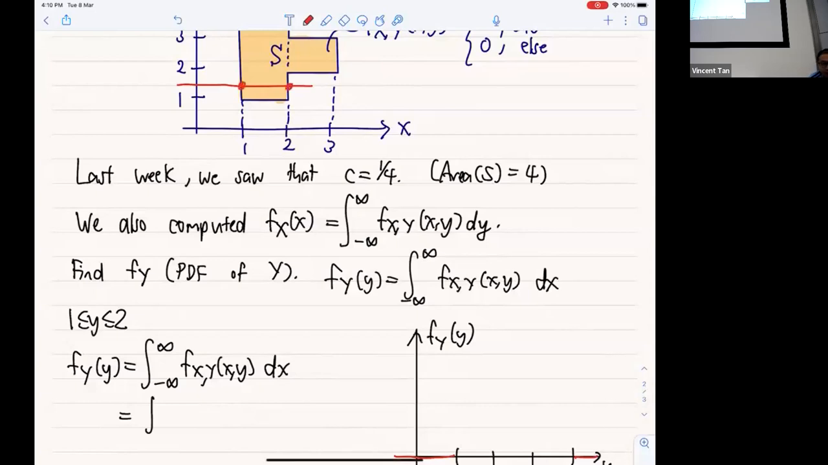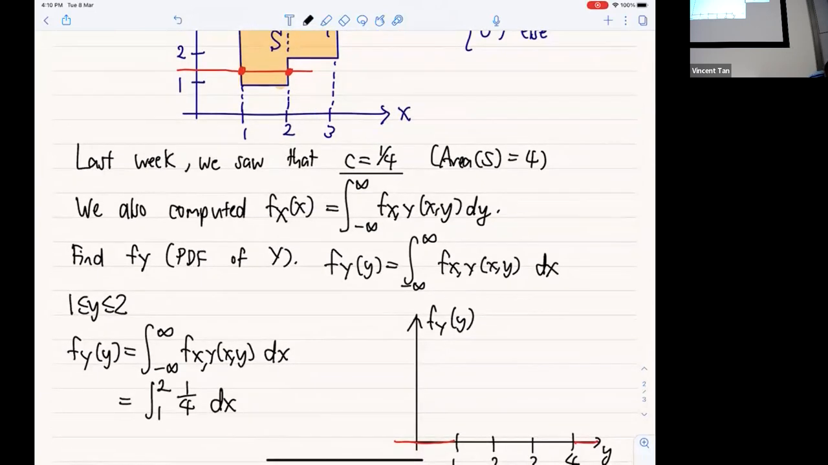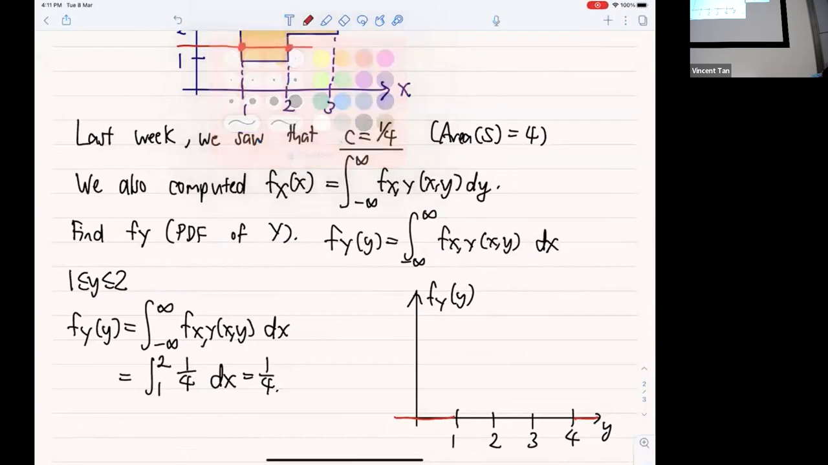Can you see that? David, can you see only those two red dots there? Yeah, okay. So this integral can thus be reduced to going from 1 to 2. And what is f of xy in this region? It is exactly 1/4. So we are just using this information and doing this integration. It is fairly straightforward because the width here is 1, and this is a constant. So that is exactly 1/4. In this region, from 1 to 2, our height here is 1/4.